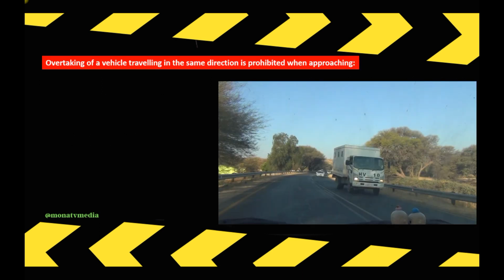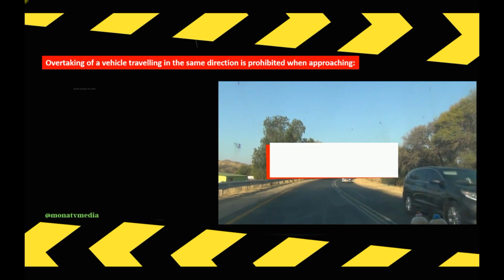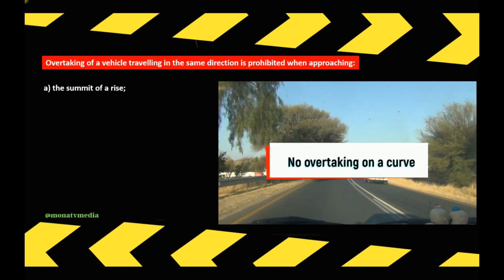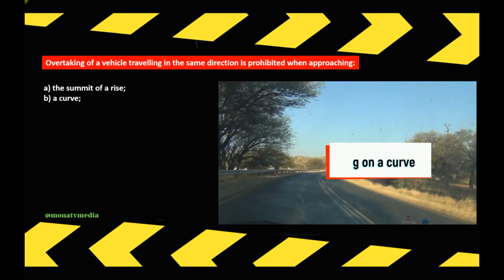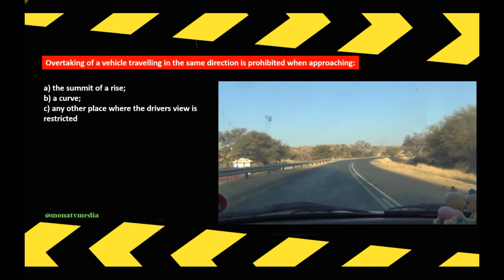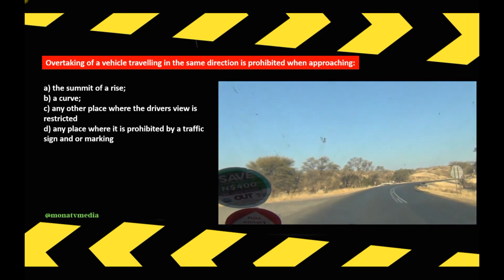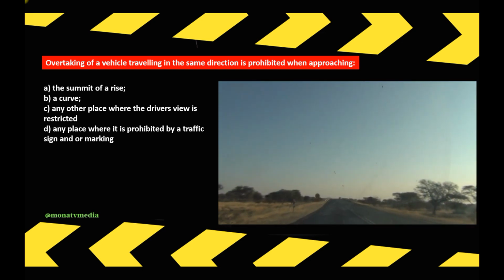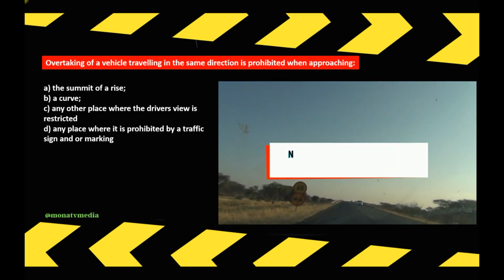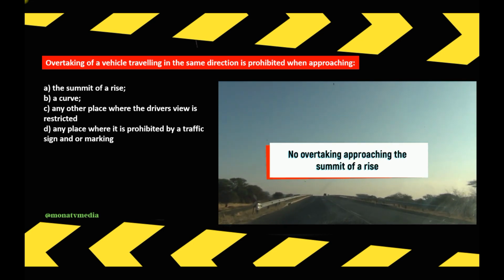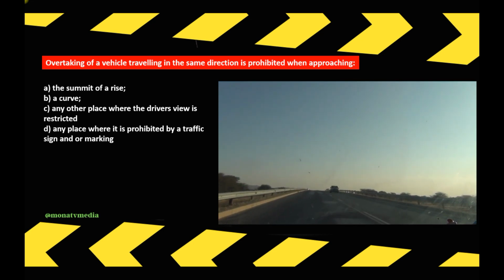Alright, so there are places where it's definitely prohibited to overtake. So it's places like the curve, the summit of a hill or a rise, and anywhere else where you as the driver, your visibility is restricted. And also sometimes the road traffic sign or road marking prohibits you from overtaking.